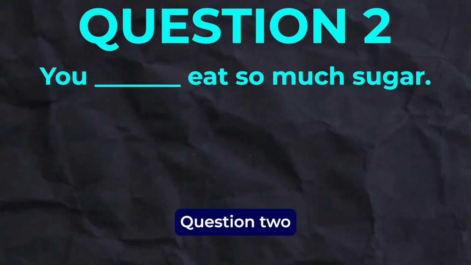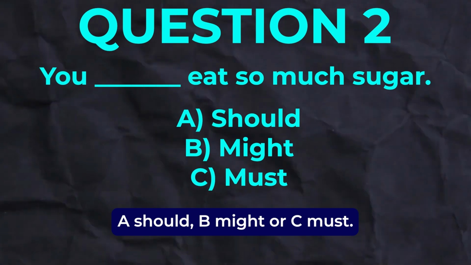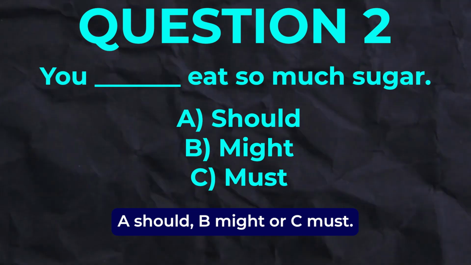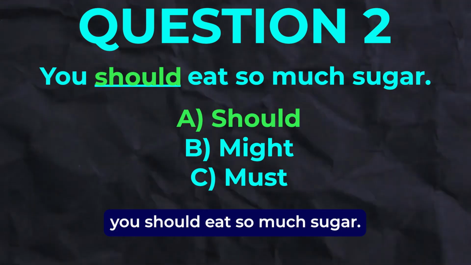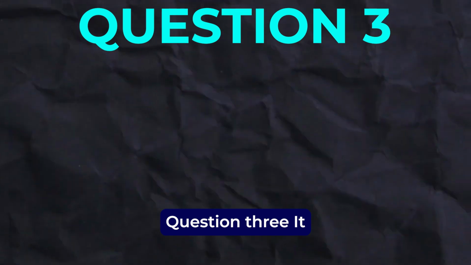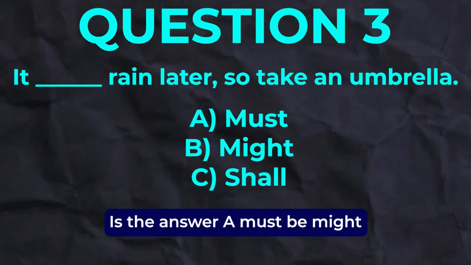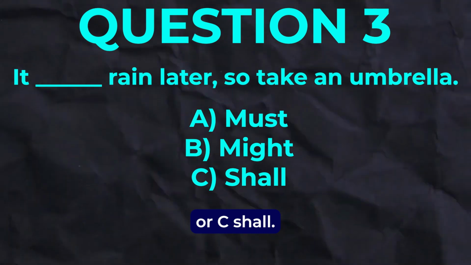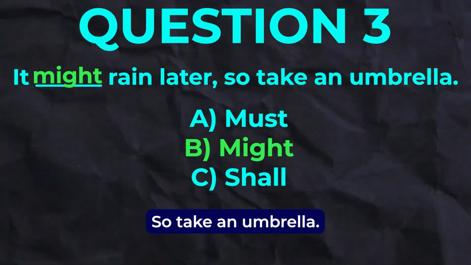Question 2. You eat so much sugar. Is the answer A, should, B, might, or C, must? The answer is, you shouldn't eat so much sugar. Question 3. It rain later, so take an umbrella. Is the answer A, must, B, might, or C, shall? The answer is, it might rain later, so take an umbrella.